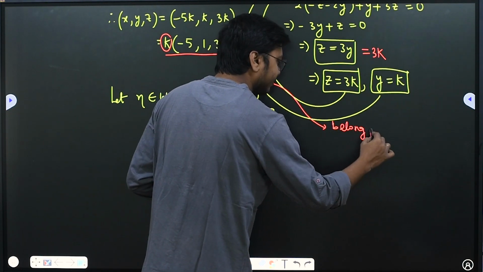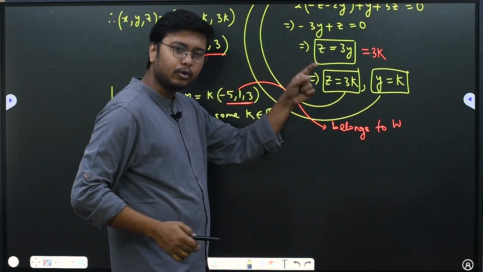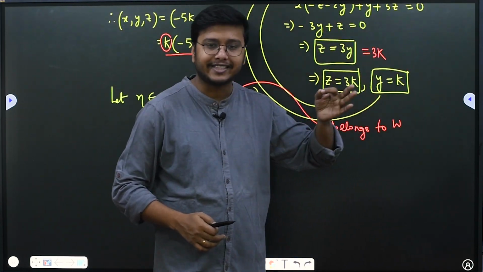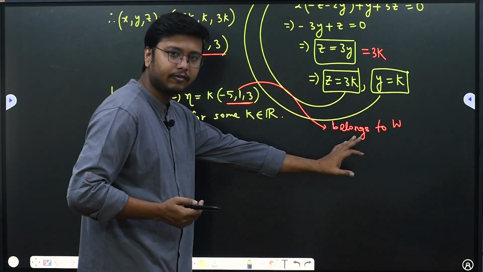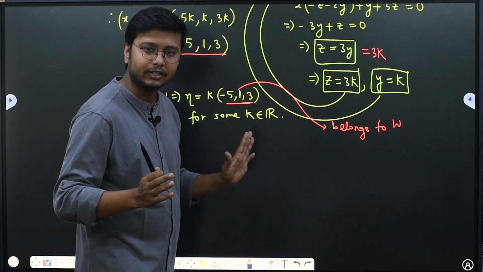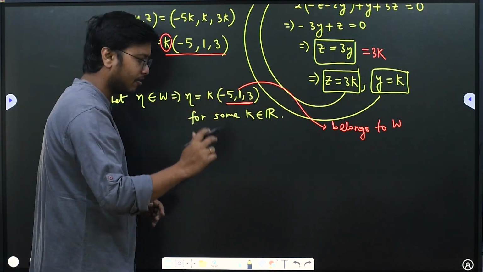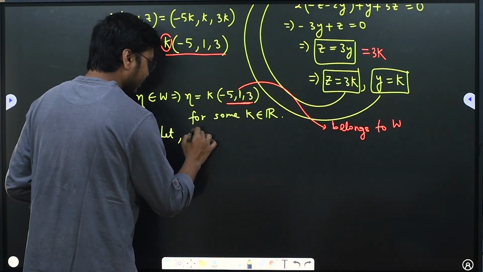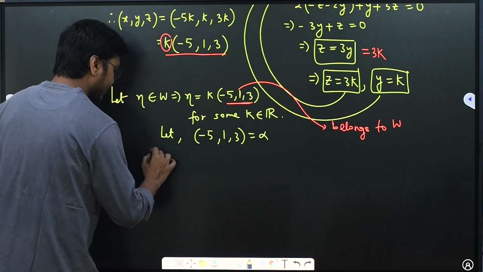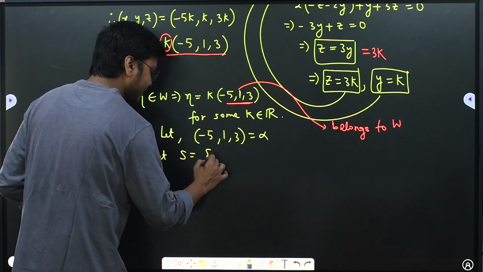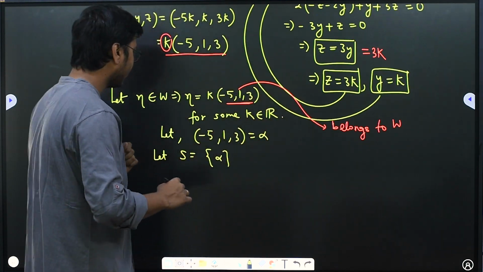Okay, so obviously this element belongs to W, because if you take this minus 5, 1, 3 and put it in the two equations, they will satisfy, because I've got this value by solving the equations only. So that means this is an element of W for whatever value of k I choose, does not matter. Okay, so let me call minus 5, 1, 3 equals alpha, and let S be the set containing only alpha. So S is basically the basis set which I'm trying to construct here.